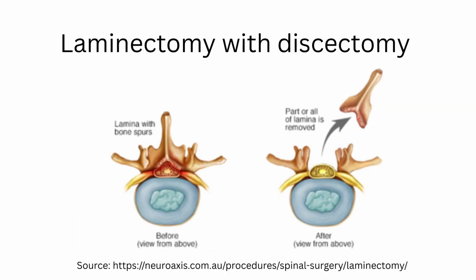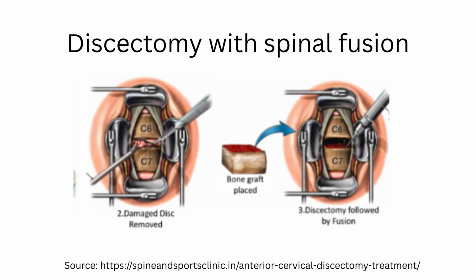When you combine with other spine surgeries, you have a laminectomy with discectomy, where the surgeon removes part of the bone and the disc fragment to give you more nerve room. A discectomy with fusion is when the damaged disc is removed and the space is reinforced by fusing the two joints together.